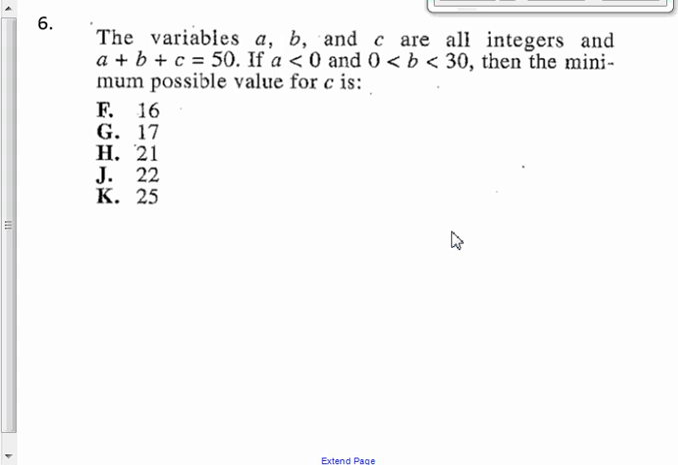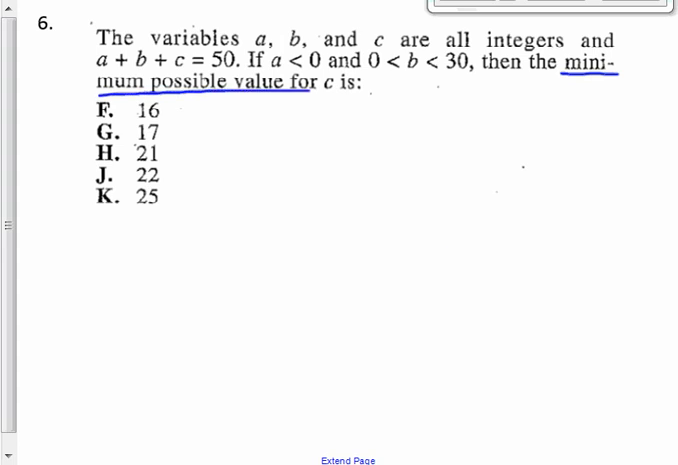Number 6, the variables a, b, and c are all integers, and a plus b plus c equals 50. If a is less than 0 and b is in between 0 and 30, then the minimum possible value for c is which of these following numbers? So the key thing here is we're looking for the minimum possible value for c.